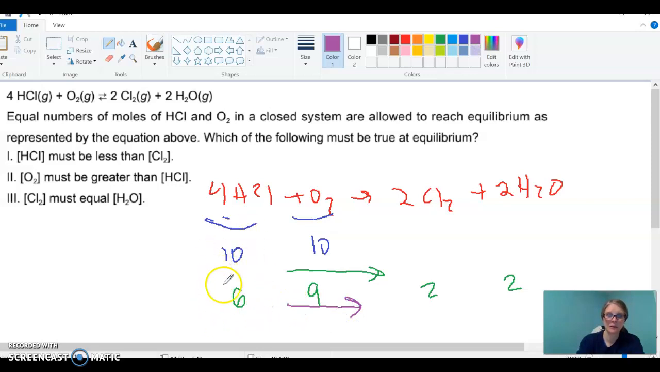After this, now I've lost 4 more of these. So now I have 2 of these. I've lost 1 of these because it has a 1 coefficient. That's 8. And now I have 4 and 4. So now that I kind of see what the system is doing, I'm going to look at my answers.